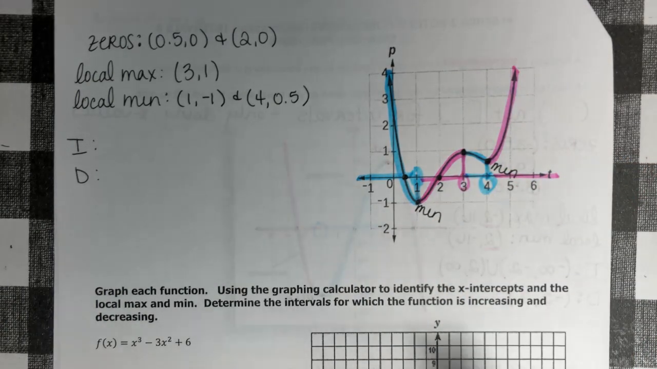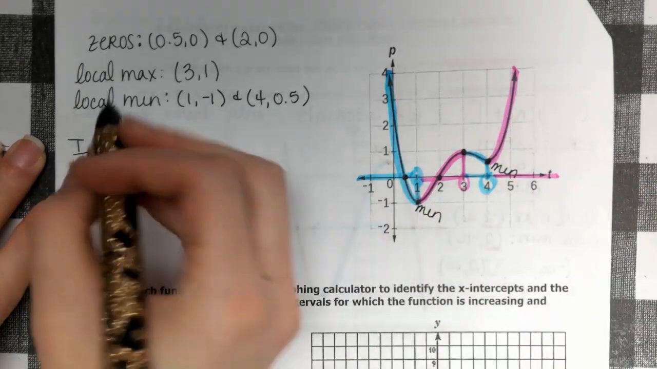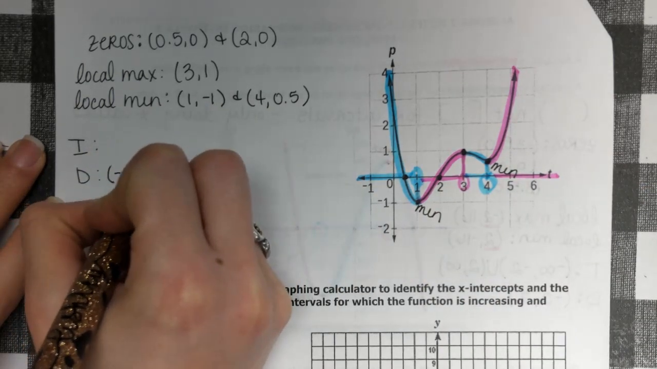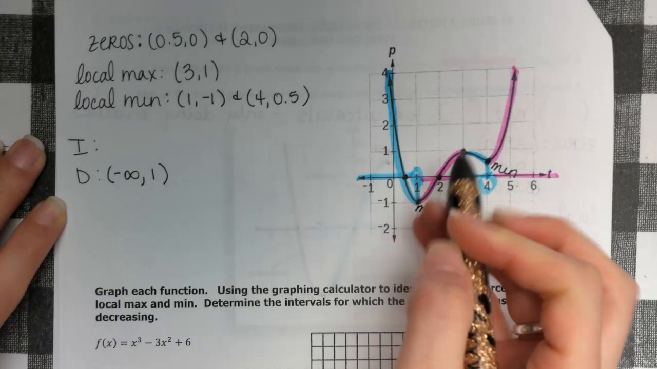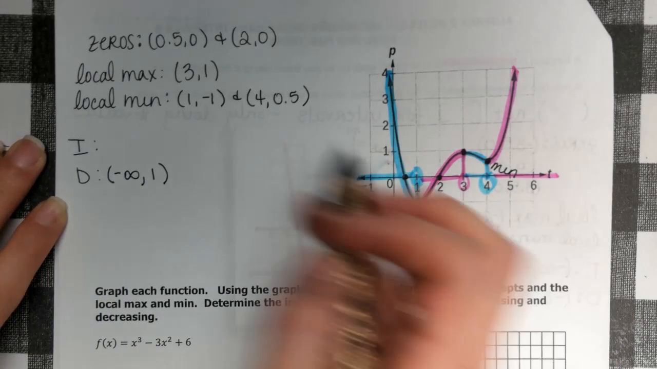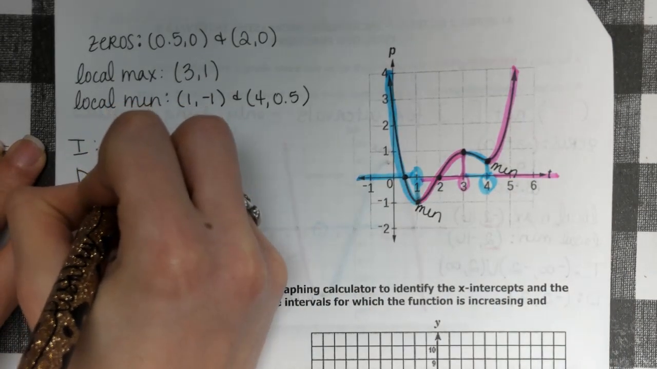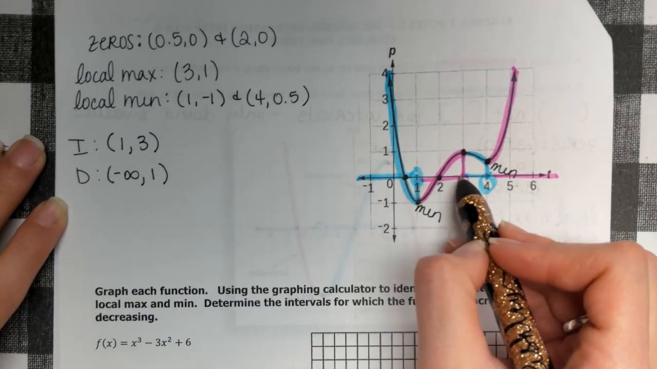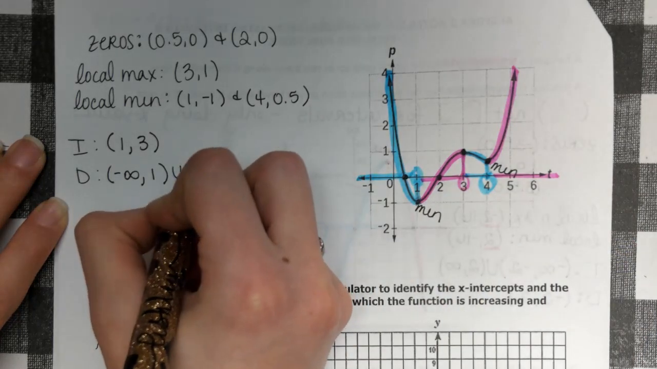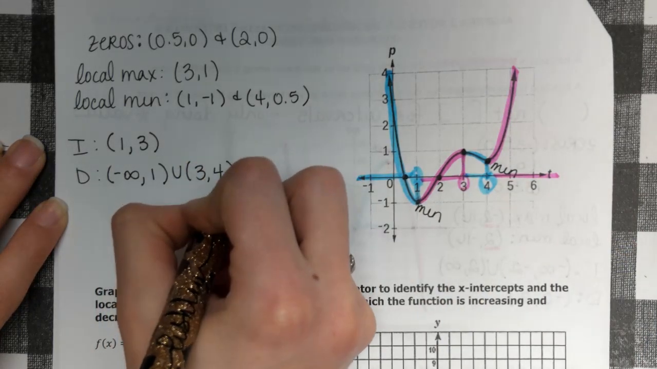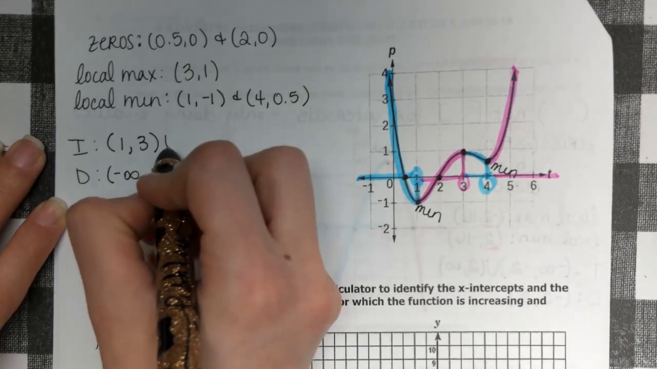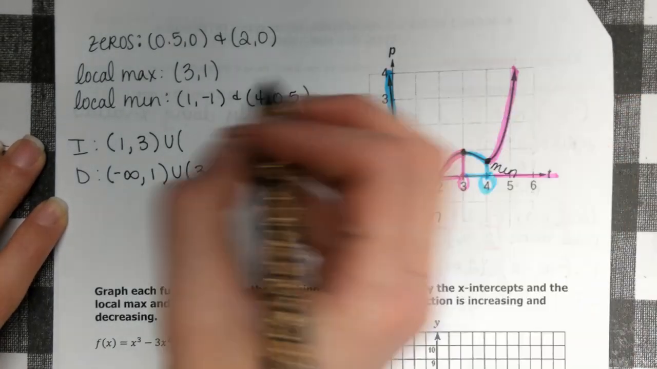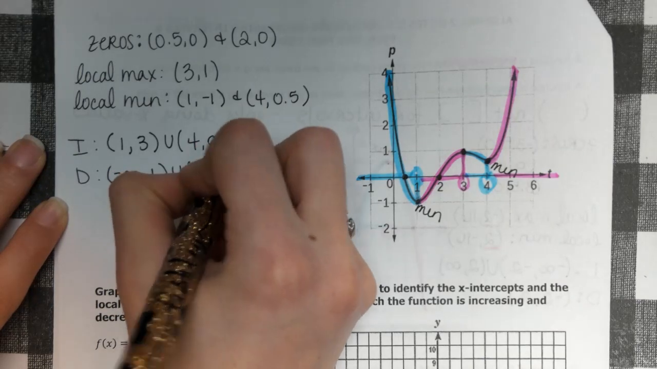Okay. So my intervals for increasing and decreasing should have those max and min x values. Okay. So I'm decreasing from negative infinity to the x value 1. Then I pick up at 1 and I increase until x equals 3. Then I turn around and I decrease from 3 to 4. Then I turn around at 4 onward, I'm increasing.